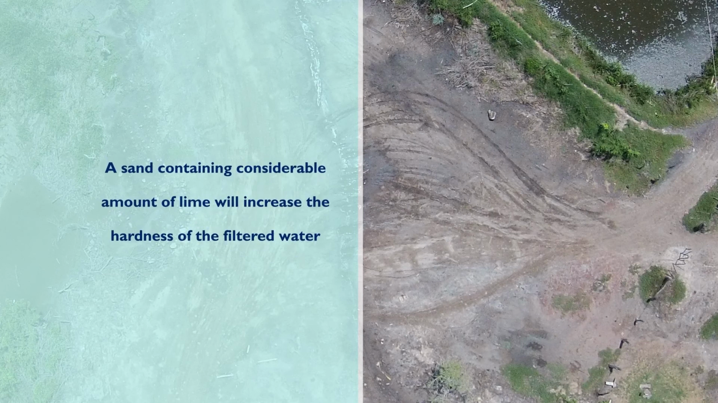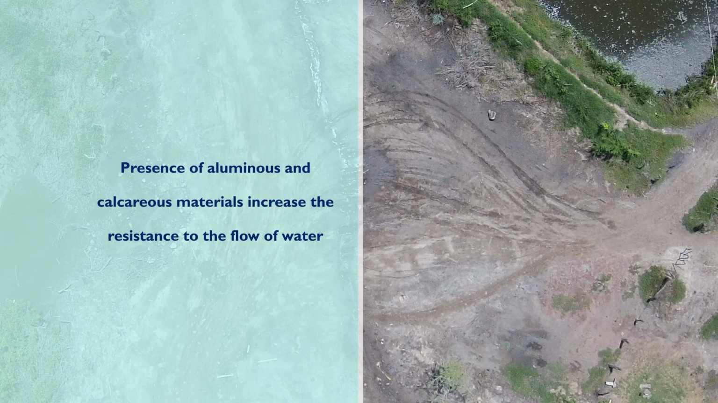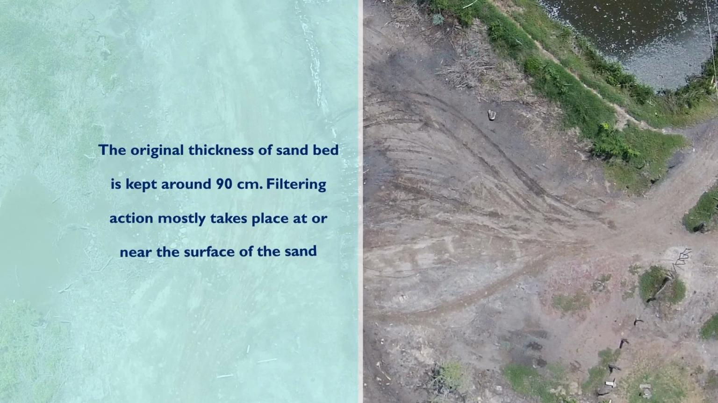A sand containing a considerable amount of lime will increase the hardness of the filtered water. Presence of aluminous and calcareous materials increases the resistance to the flow of water. The original thickness of sand bed is kept around 90 cm. Filtering action mostly takes place at or near the surface of the sand.